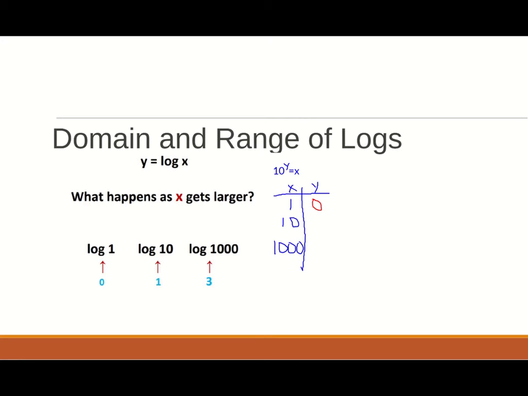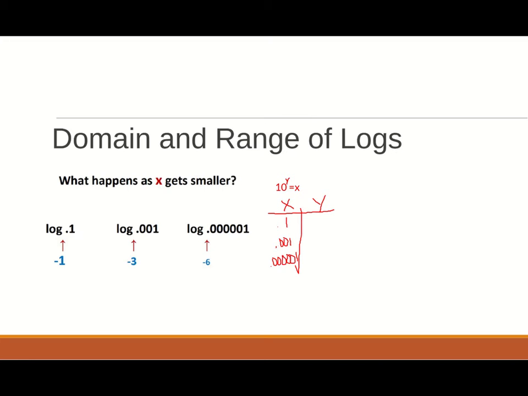Then if we put in 10 to the y power equals 10, for 10 to equal 10, what power do we have? We know that's 1. And then 10 to what power equals 1,000? Well, we know that would be 3. So we notice that as x gets larger, y is increasing as well. And x just keeps getting larger, and we already know that our base, our b, has to be positive as well.